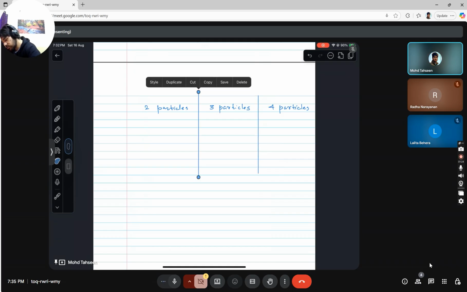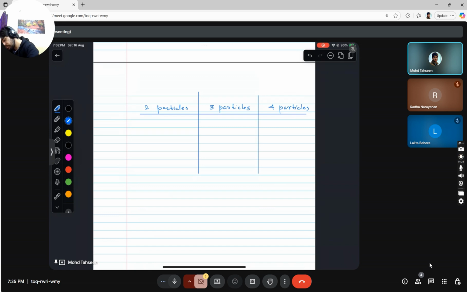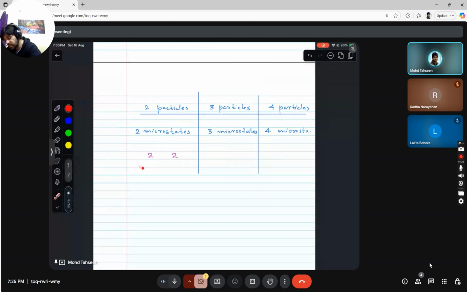Okay, so here we had 2 microstates in the first one. We had 2 microstates. Here we had 3 microstates, and here we had 4 microstates. Right? And if we look at the numbers, the number of ways for these microstates, we had 2 and 2. For these microstates, there were 2 ways in which we filled one microstate and 2 ways in which we filled the other microstate.